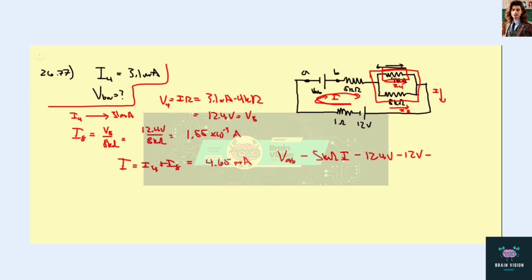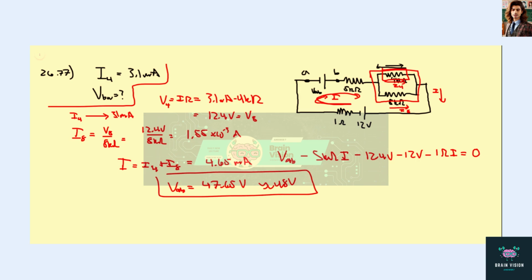And then lastly, we have this 1 ohm resistor, 1 ohm times I, and this all equals 0 because we're going around in a full loop. From this, we can just solve for what VAB is. We plug everything in, and this is 47.65 volts, or roughly 48 volts. Okay, so this is answer 1.